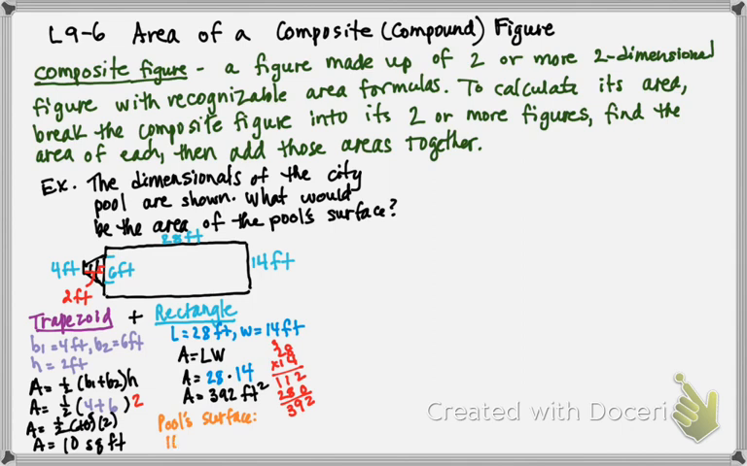And we're going to have 10 plus 392, and we get the answer is 402 square feet. So that's what a composite figure is. It's made up of more than one shape. Now, I didn't put a number there, so I'm going to call that number 1.